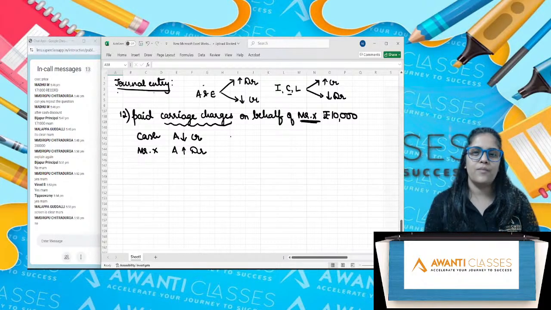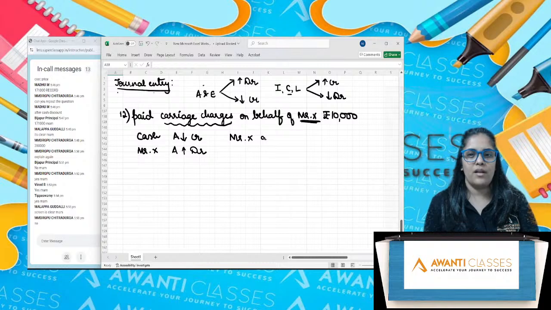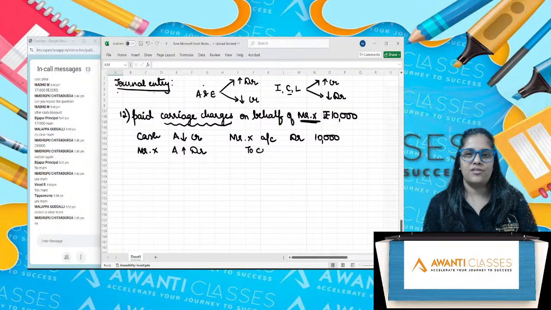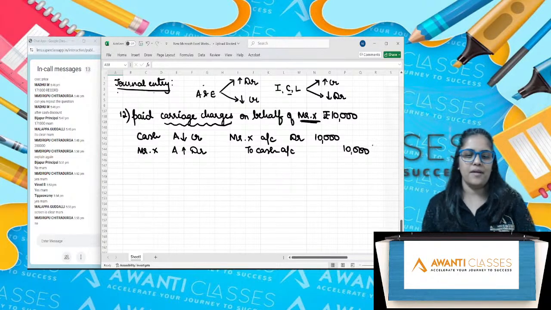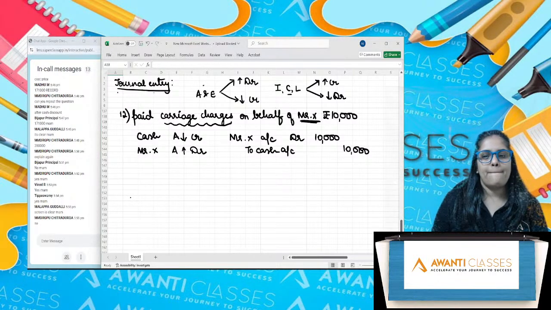So the journal entry will be Mr. X receivable account to cash. And our money has gone out. Why has our money gone out? Their transportation expense we have paid.